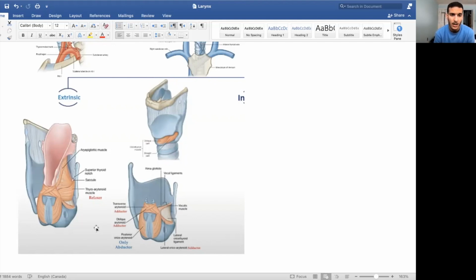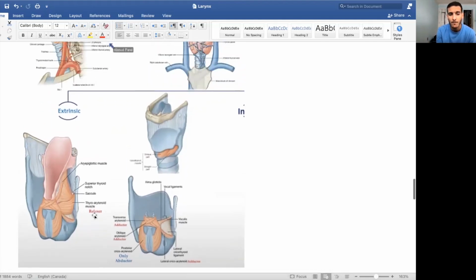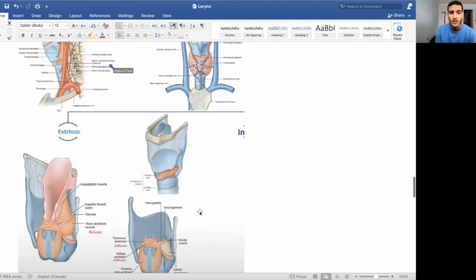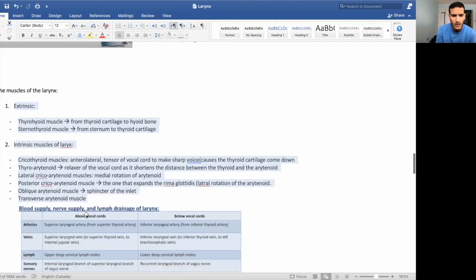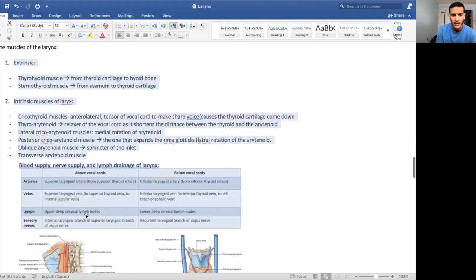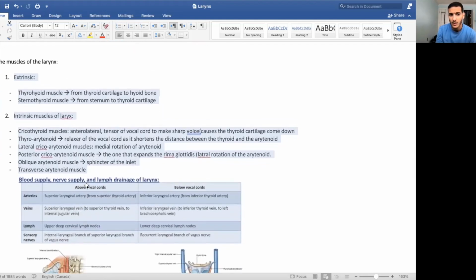But yeah, I think that's the only part I wouldn't be going through today, just for the sake of the shortness of the video. But just know exactly these muscles, extrinsic and intrinsic muscles of the larynx, and for some of them I've mentioned the functions here in the notes. You can go ahead and dive into it. I think there's also a summary here of the blood supply, nerve supply, and the lymphatic drainage of the larynx.